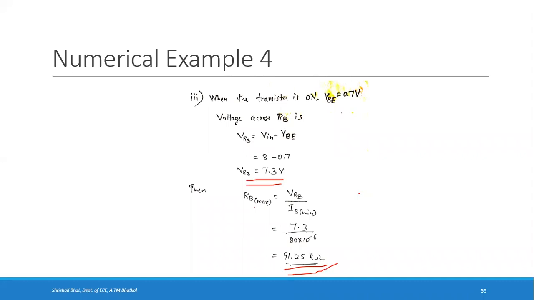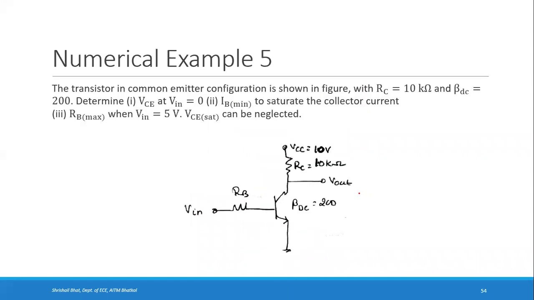Similar to this, there is another problem. It is very similar. This is also asked in the previous question paper. The transistor in common emitter configuration, RC is 10 kilo ohms, but beta DC is 200. In the previous one, it was given as 125. The same question, but only the values are different. Beta DC is 200, and Vin is given as 5 volts. Same thing, you are asked to find VCE at Vin equal to 0, then IB min to saturate the collector current, and RB max when Vin is 5 volts. You are also given that VCE sat can be neglected.